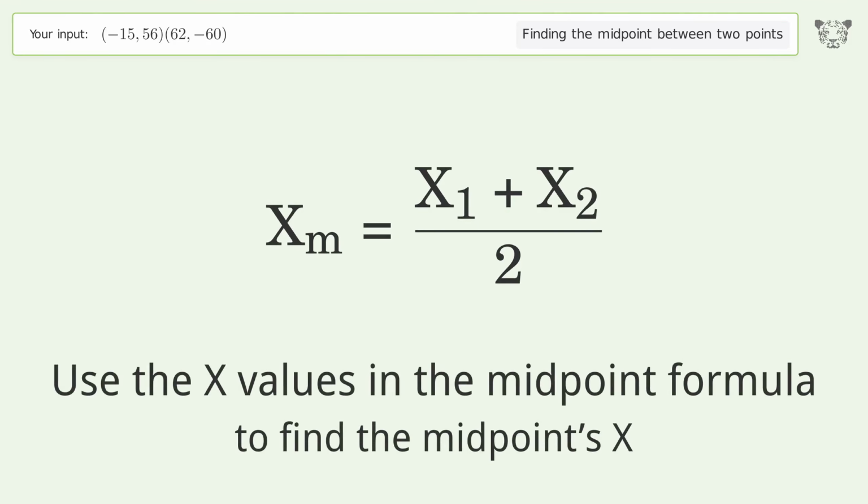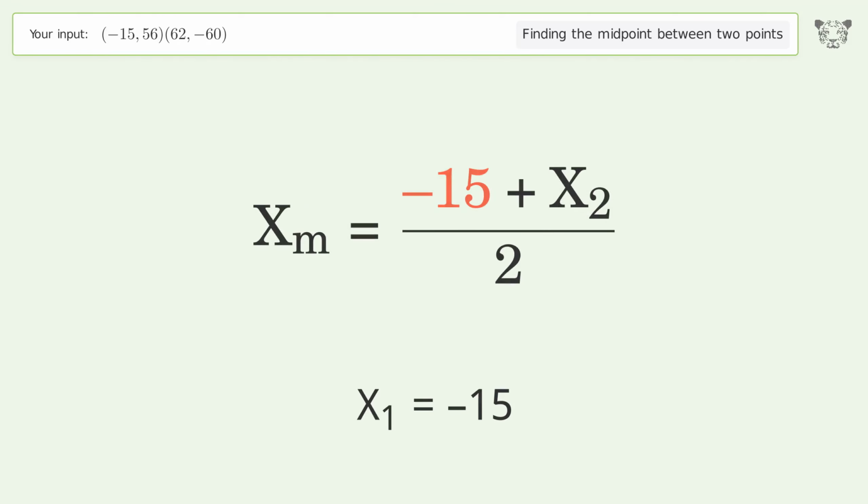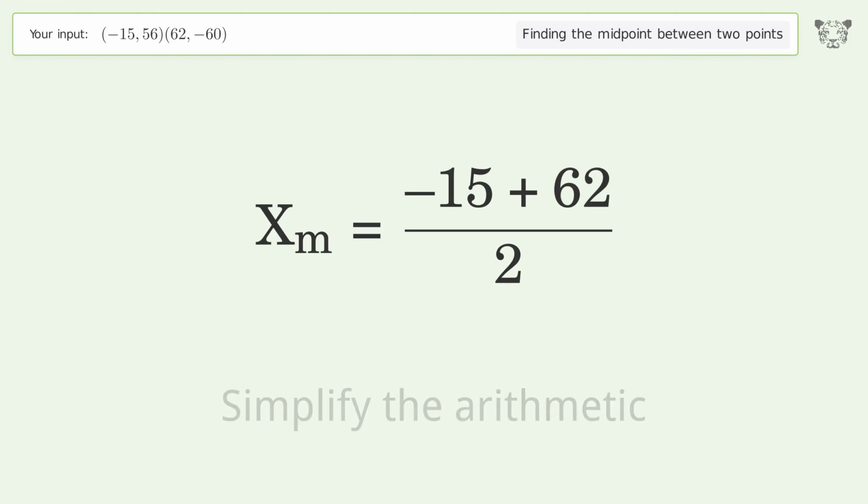Use the x values in the midpoint formula to find the midpoint's x. x1 equals -15. x2 equals 62. Simplify the arithmetic.